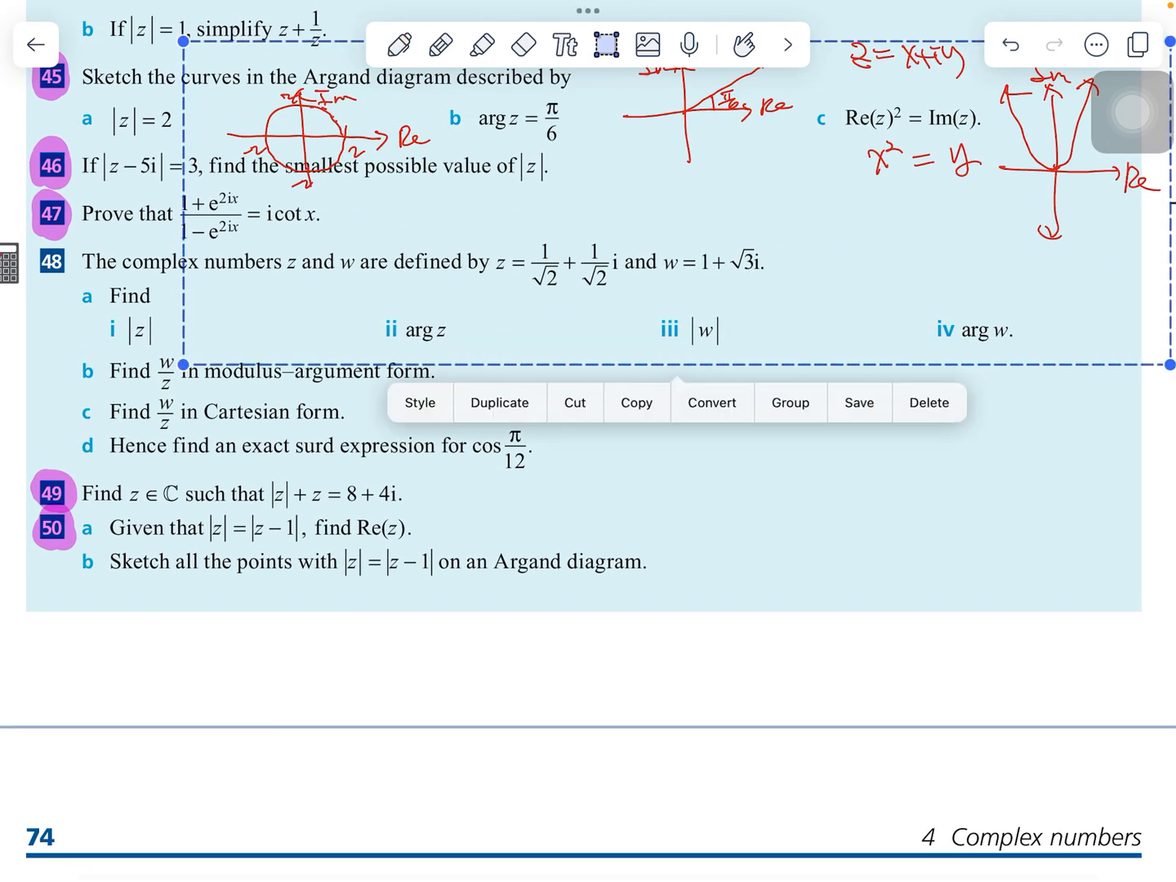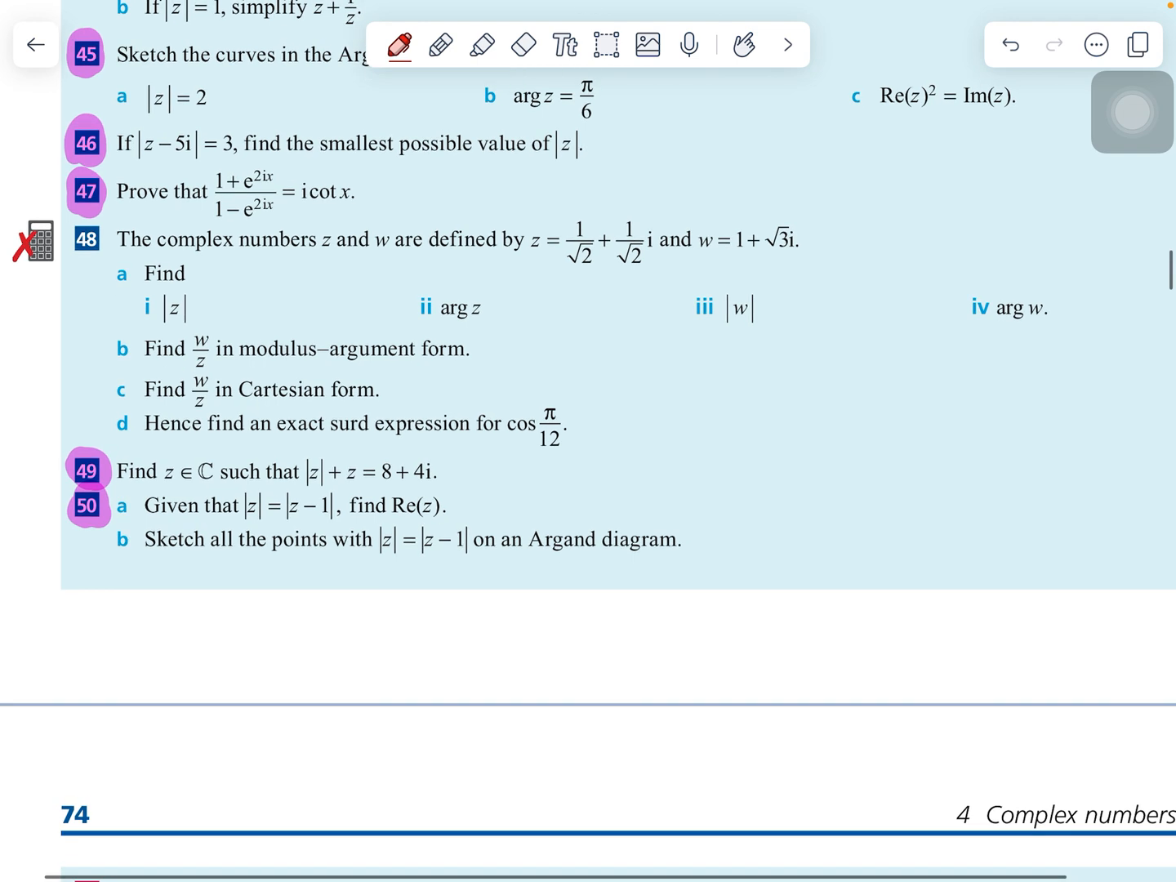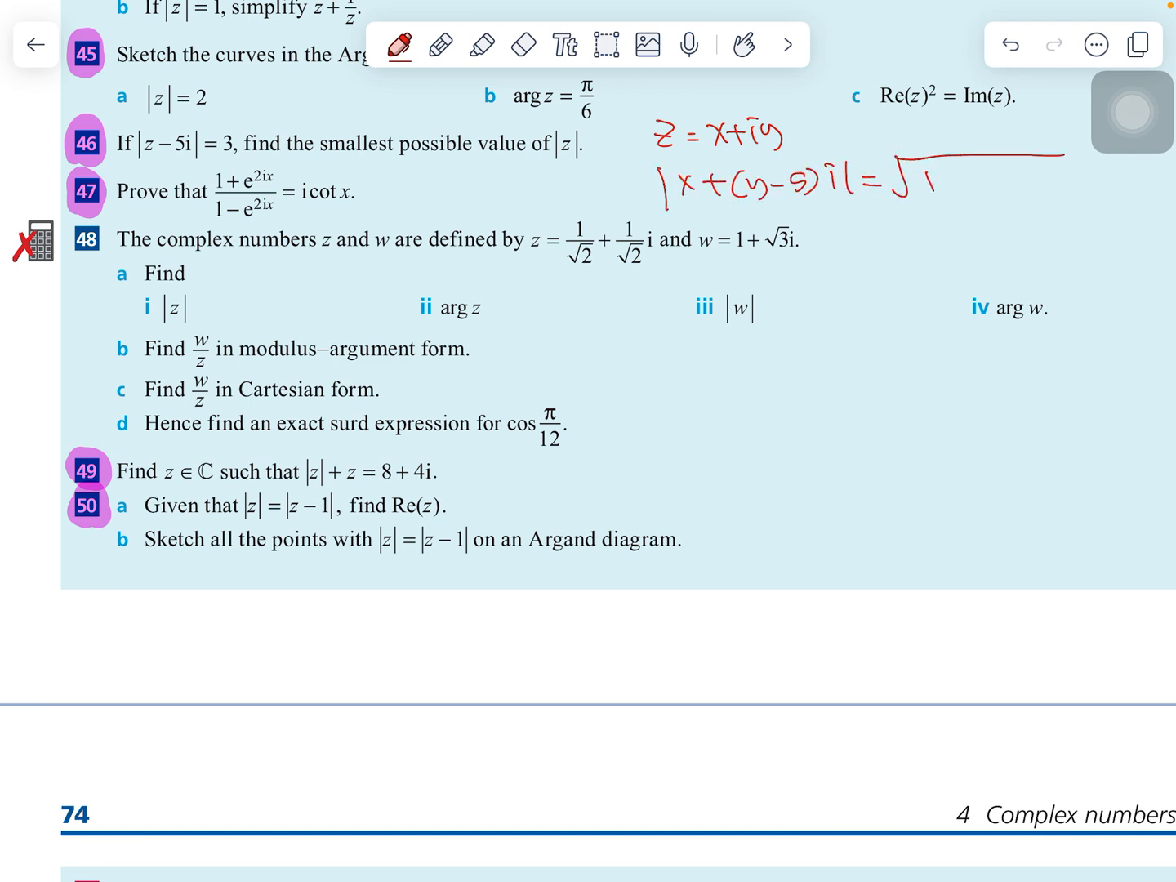Number 46. Modulus of z minus 5i equals 3. Let's say what is the smallest possible value of modulus z. Z again x plus iy. Then modulus of x plus y minus 5i, square root of x squared plus y minus 5 squared, becomes 3.